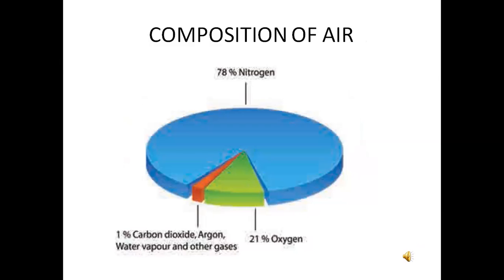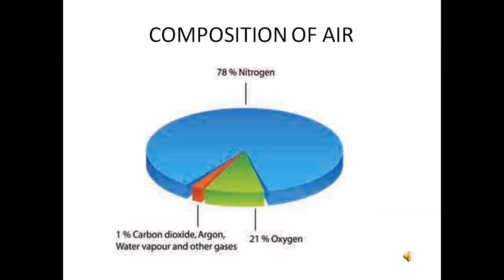The major component of air is nitrogen, that is 78%. Almost 4/5 of air is nitrogen. The second major component of air is oxygen. The percentage of oxygen in the atmosphere is 21%. About 1/5 of air is oxygen.